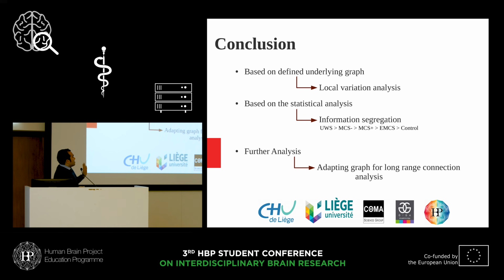What does it mean? I will conclude my talk. Based on this graph that we have made, we can conclude that the communication and the signal are more segregated. In the UWS patients, when the level of consciousness decreases, the communication between brain regions is mostly local. Just the local regions are connected to each other.